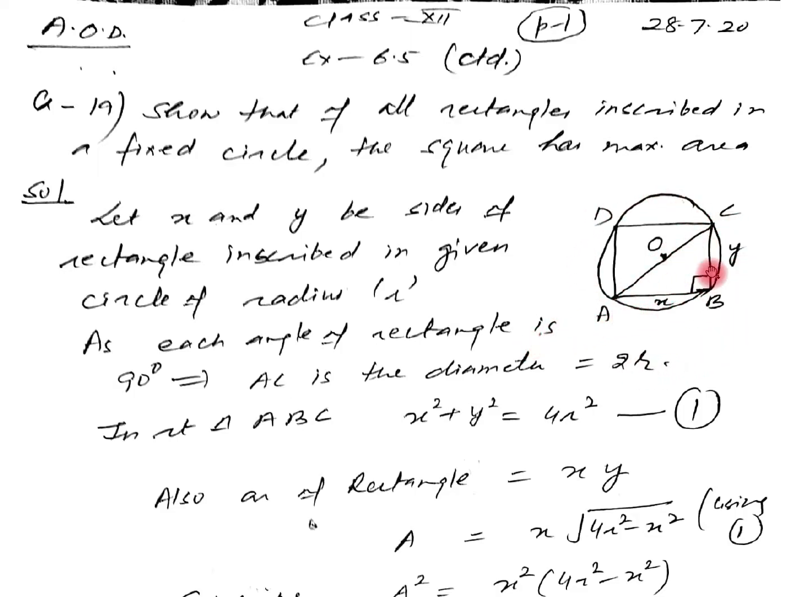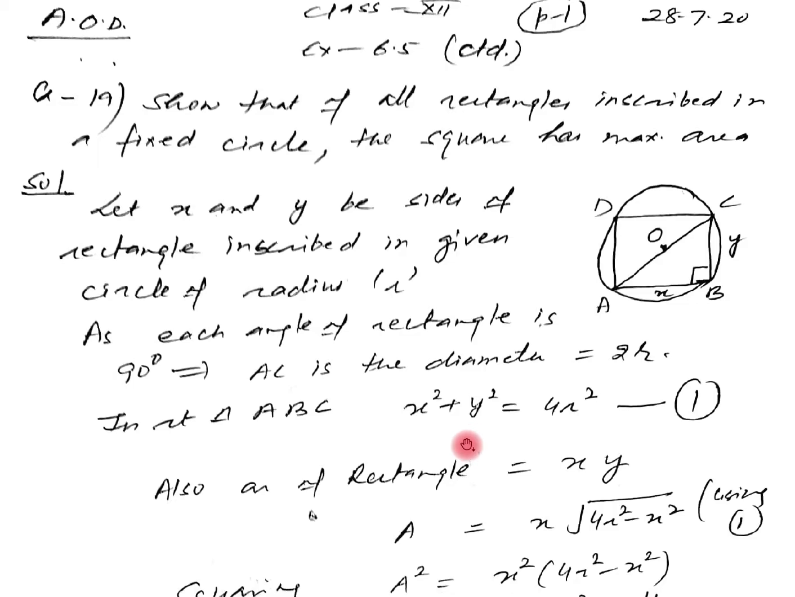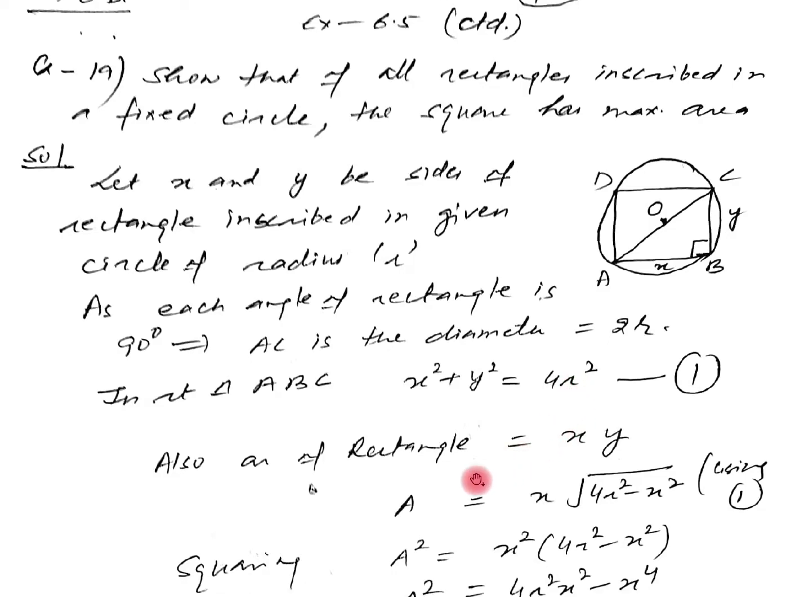Now we can apply the Pythagoras theorem in triangle ABC. We can write x square plus y square equal to 4r square, because r is the radius, so the diameter is 2r. With the help of this, we can find the value of y in terms of x, because r is fixed, it is a constant quantity given in the circle. Now the area of the rectangle can be written as x times the value of y, which is under root 4r square minus x square.